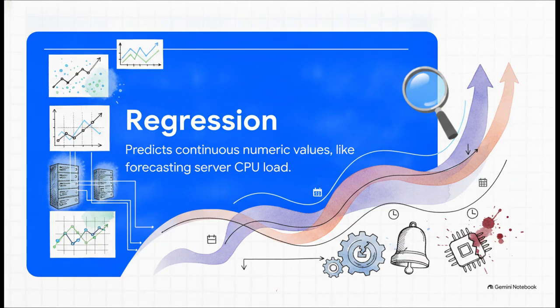Let's start with regression. Regression is all about predicting continuous numeric values. Think about what that means for your daily operations. Instead of sitting around waiting for a CPU spike to trigger an alert, regression algorithms analyze historical trends to actually forecast your server's CPU load or memory utilization over time. It takes your capacity planning from a stressful reactive scramble and turns it into a smooth, proactive process.